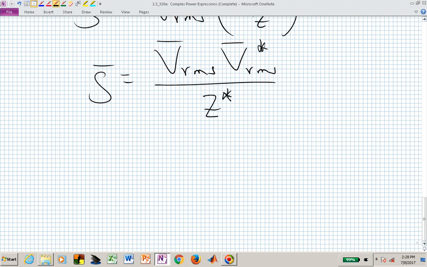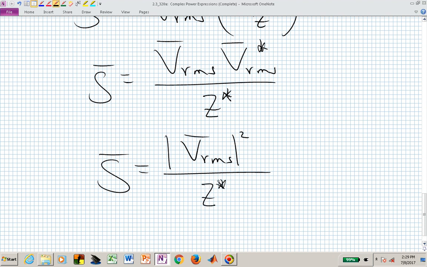And we know what a complex number times its conjugate is, so that now we have the complex power of, let's say, a load that has an impedance of Z, written in terms of voltage values. We have the magnitude of the voltage across that impedance squared divided by the complex conjugate of that impedance's value. And that, when we do the algebra or the manipulation, will produce the complex power for that particular impedance.